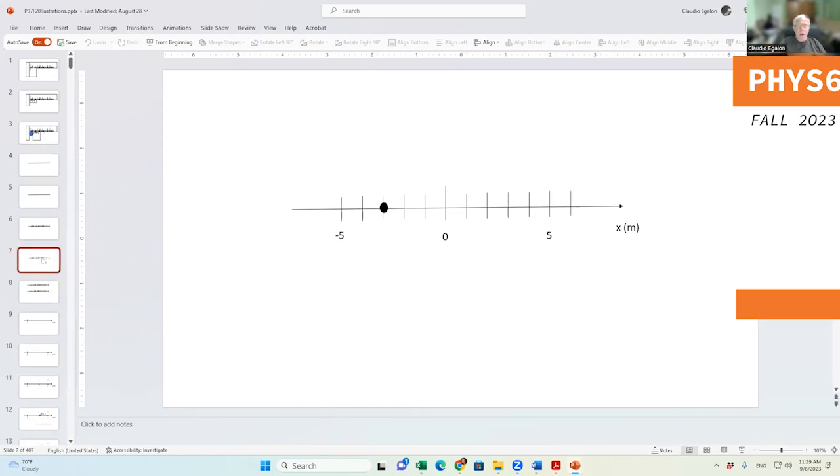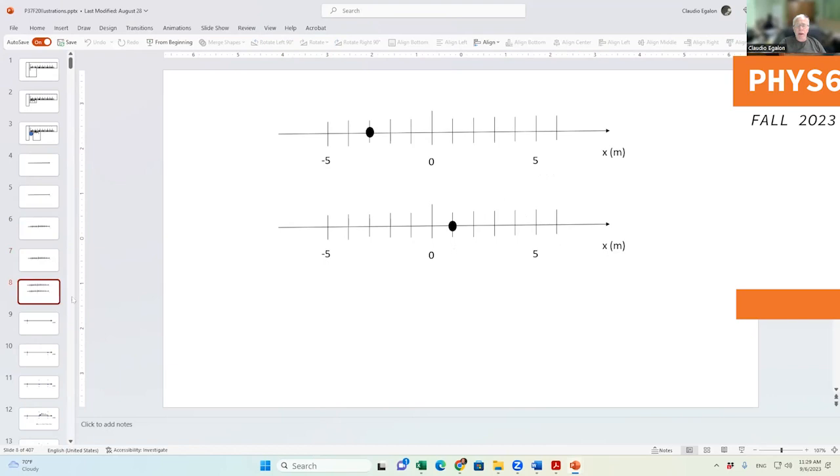So we need that. A particle can be located using this axis. The position of a particle can be determined from this axis. If you have a point particle like this one here, this particle is in a position of -3 meters. Now, the same particle can move from the position of -3 meters to another different position. That's the position of 1 meter.